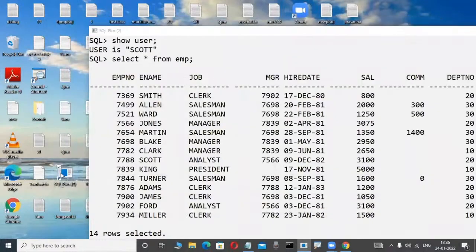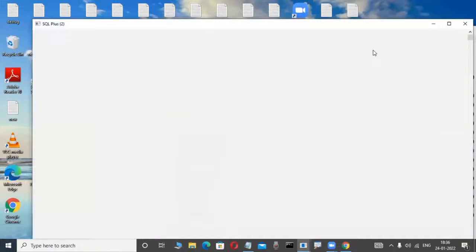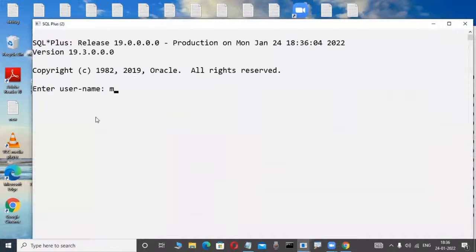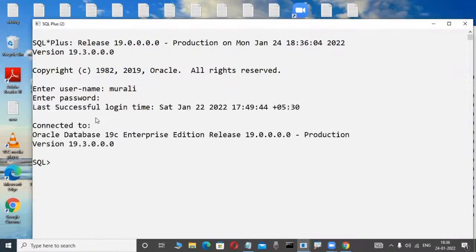Now I am opening another session. Here my name is Murali. For example, another employee is there, Murali. Imagine he is an employee. What is this user, and how can I create it? You will become familiar with all these things later. Don't worry, big concepts will become familiar.